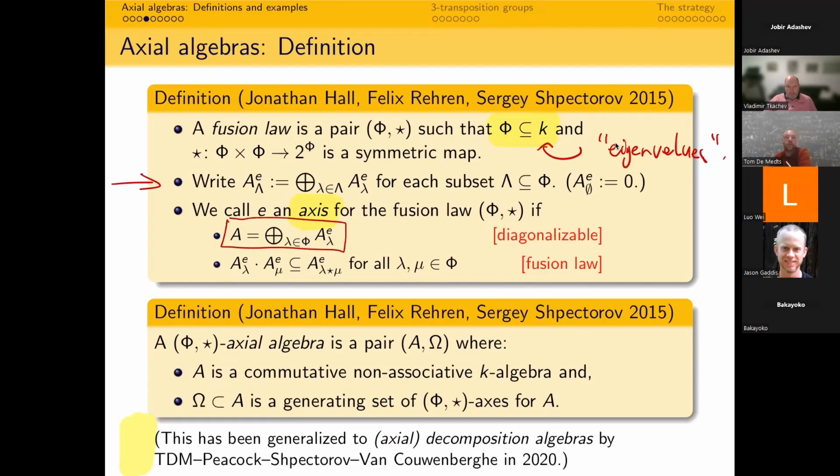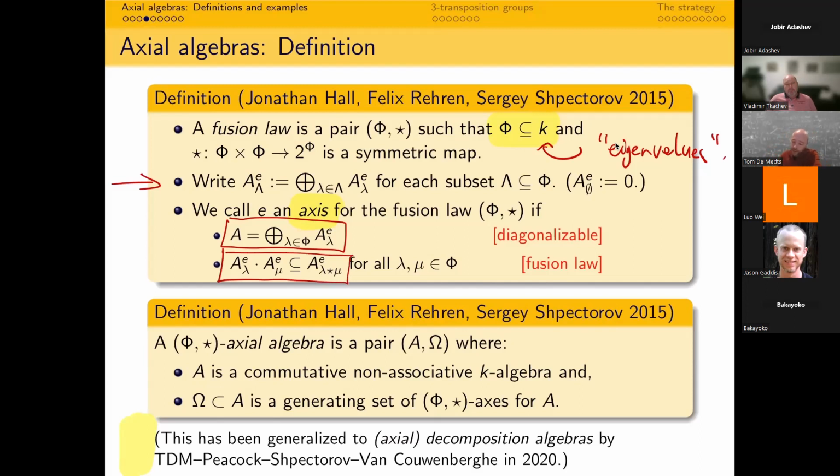This very nice decomposition basically tells us that the left multiplication operator is diagonalizable. That's the meaning of this expression. And then you have the nice fact, as again in the example on the previous slide, that the different eigenspaces multiply according to this fusion law. So that's what I wrote here. This is the fact that they multiply nicely.